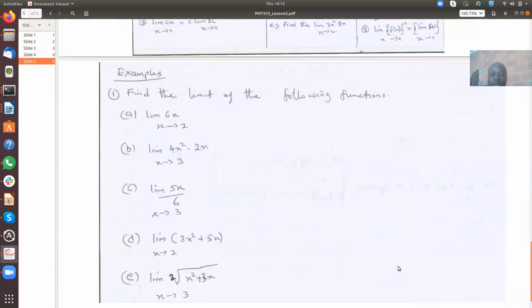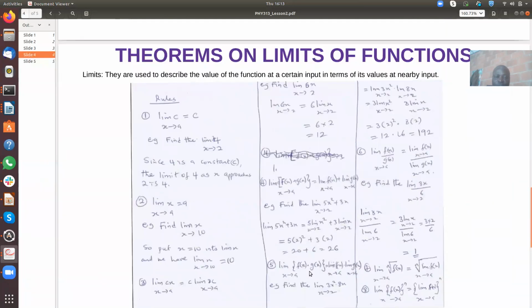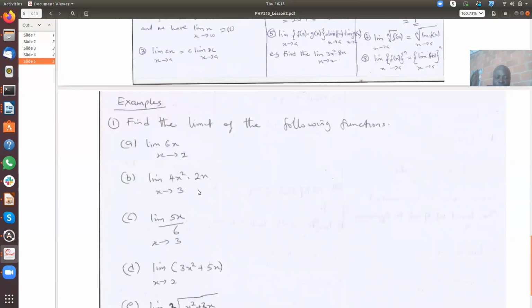Find the limit of the following functions. A, the limit of 6x as x tends to 2. The limit of 4x squared minus 2x as x tends to 3. The limit of 5x over 6 as x tends to 3. And the limit of 3x squared plus 5x as x tends to 2. These are problems you are expected to solve yourself using some of these rules, laws and theorems. By applying them, you should be able to solve these problems.